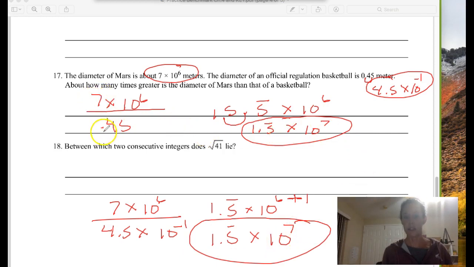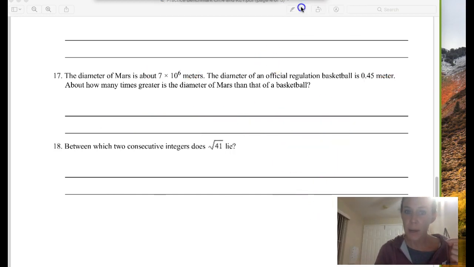If I just did 7 divided by 0.45, and it wasn't times 10 to the anything, so I just have 10 to the 6 up here, I'm going to get 15.5 times 10 to the 6, and to put it into exponential form, I had to move the decimal over one place and increase that. Or I can put this in scientific notation immediately, then do my division, and then go ahead and subtract exponents. And I'm going to end up with the correct answer both ways. Okay. All right, let's look at number 18.